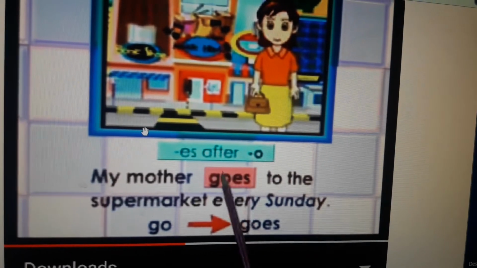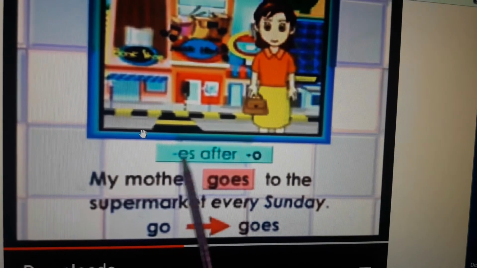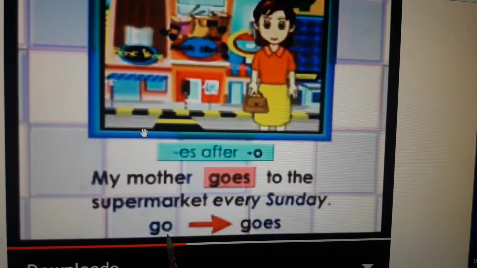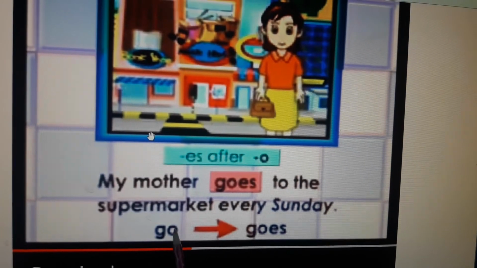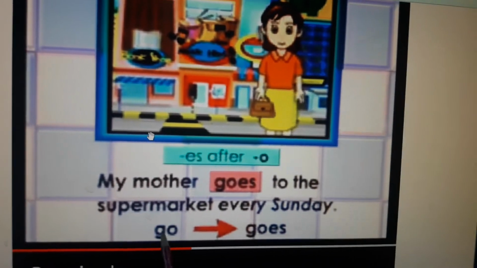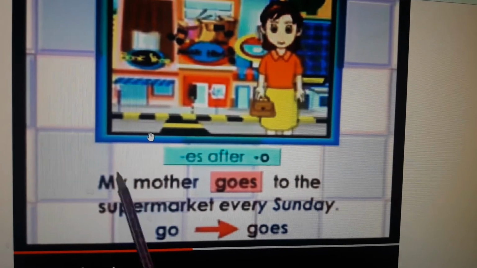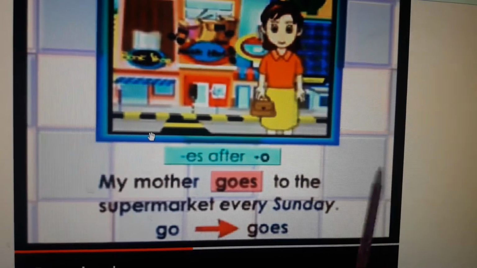Look at another example where we add es. If the last letter of the verb is o, like go, go is the first form of the verb, because we have to use the first form of the verb in the present indefinite, so we will add s or es only with he, she or it.